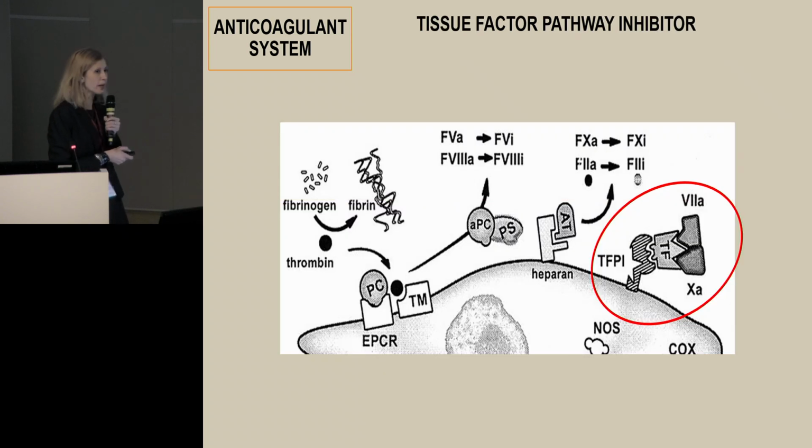Tissue factor pathway inhibitor is a peptide which is synthesized by the endothelial cells, and it is found on the endothelial cell surface and actually binds to tissue factor, to activated factor 7, and to activated factor 10, and inhibits all these factors. So these are the major anticoagulant systems in our bodies.